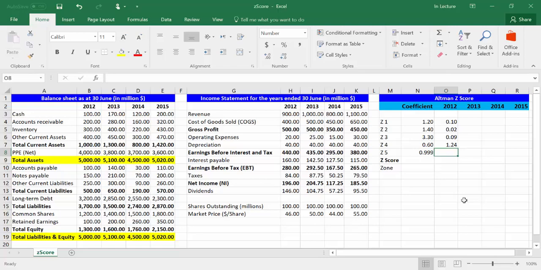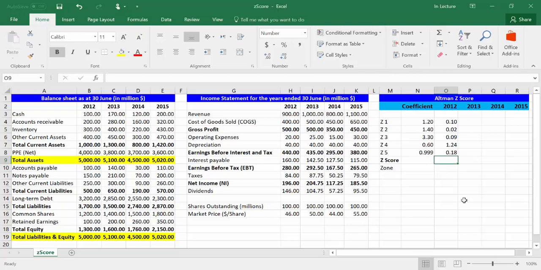Z5 is calculated as sales divided by total assets. In cell O8, write equal, H3 divided by B9. Press Enter. Then we will calculate the total Z-score by multiplying each variable by its assigned coefficient. In order to fix the coefficients so we could drag the cells from cell to cell, we will use the dollar sign by pressing F4.